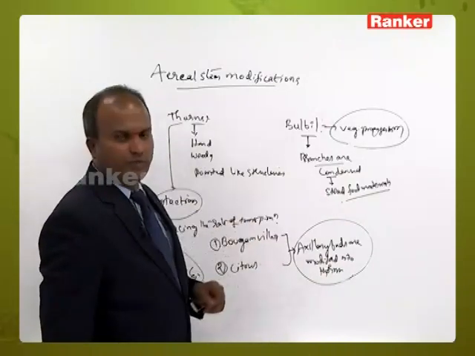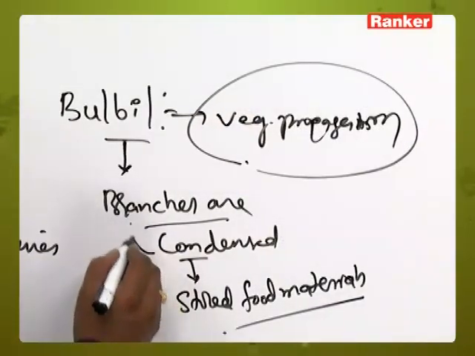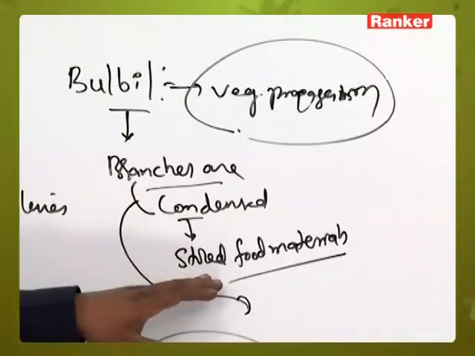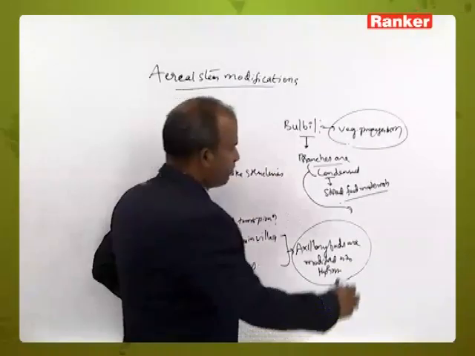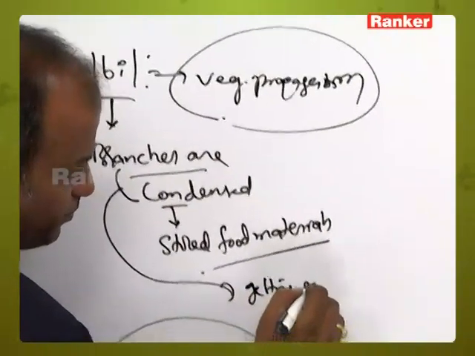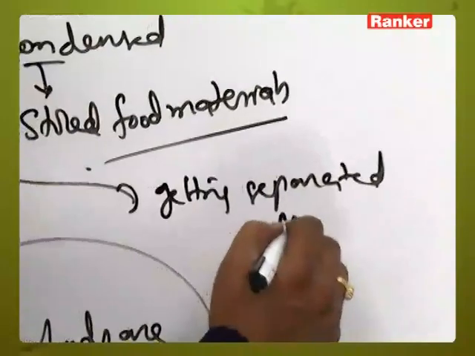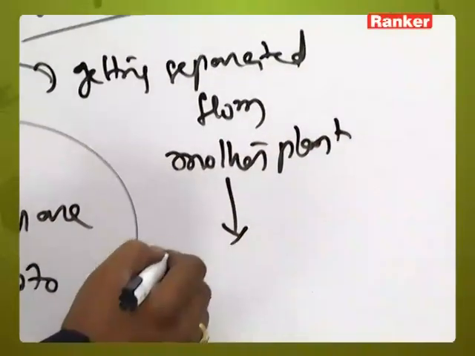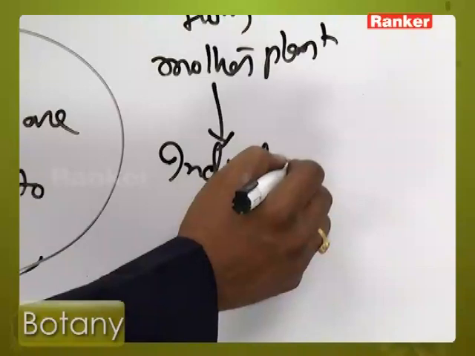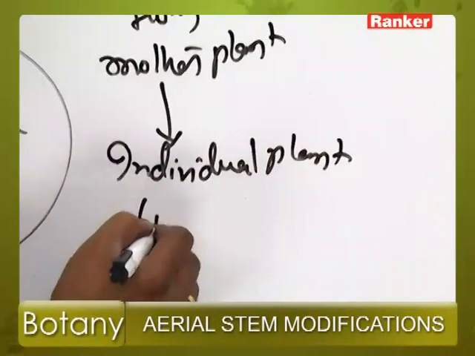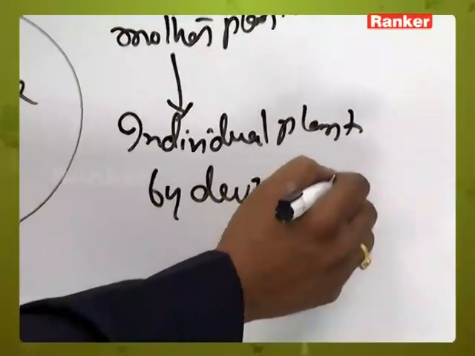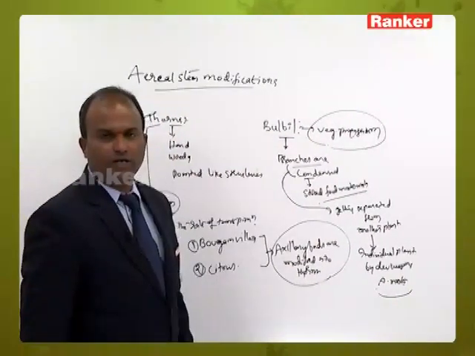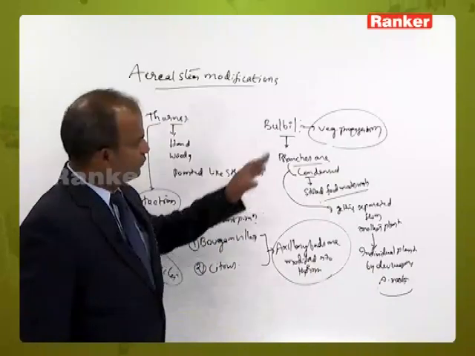And when these condensed branches, which store food materials, get separated from the mother plant, they develop into an individual plant by developing adventitious roots.